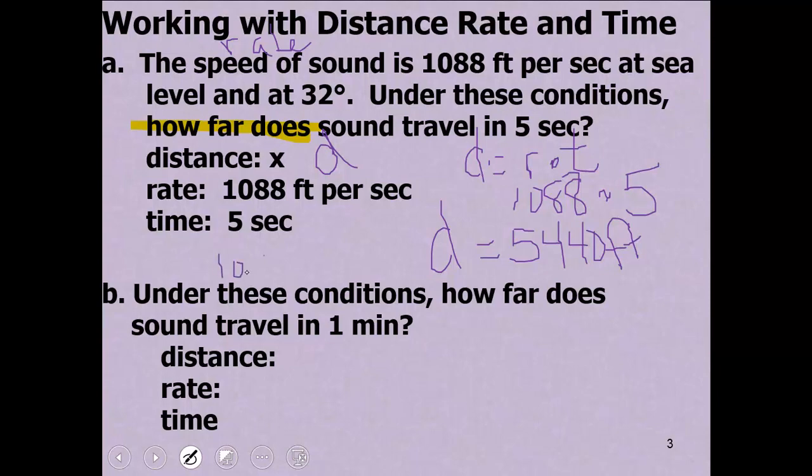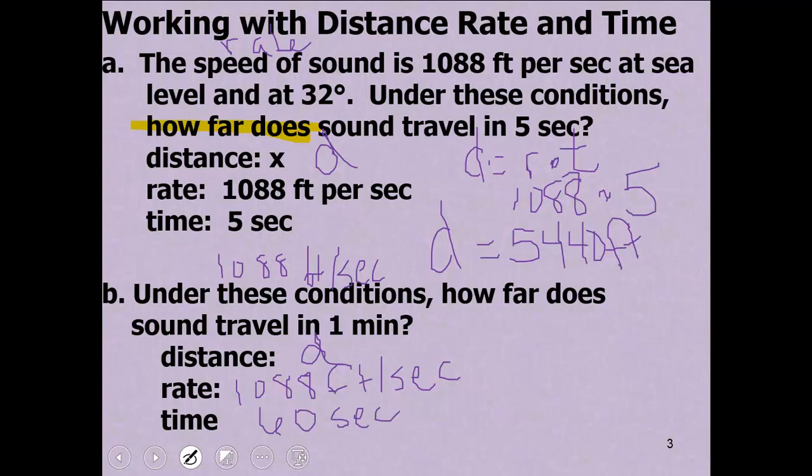The next question says, under these same conditions, so we're still traveling at 1,088 feet per second, how far does sound travel in 1 minute? How far? So we're looking for D. The rate is 1,088 feet per second, and the time is 1 minute. Notice that our rate is in seconds. So how many seconds are in a minute? That's 60 seconds.